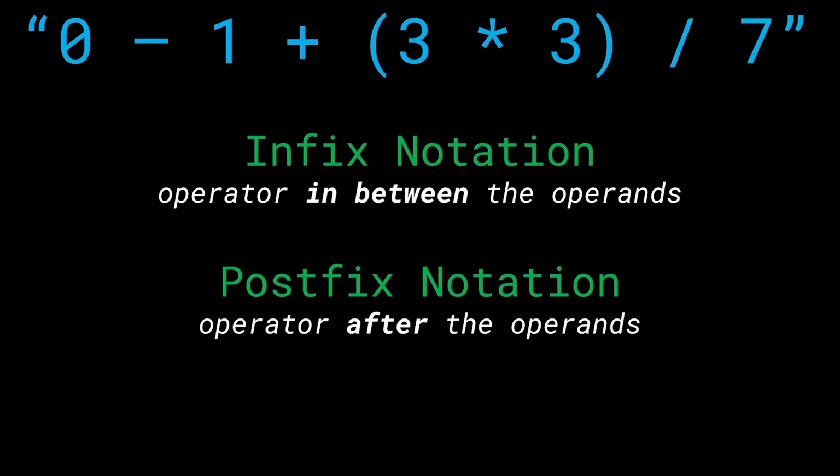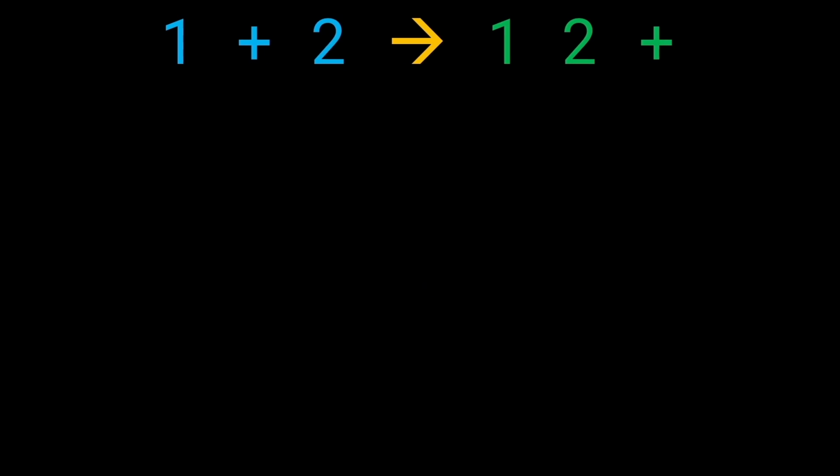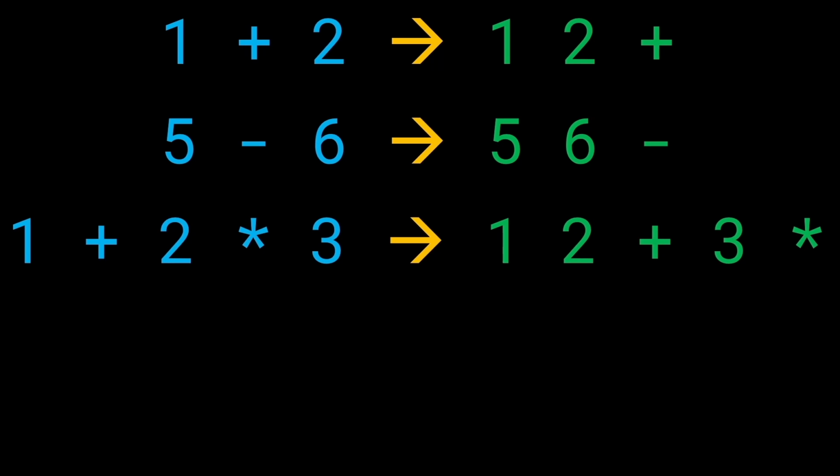Let's go ahead and take a look at some examples to understand this better. In the case we have 1 plus 2 in the infix notation, it gets converted to 1, 2 plus. If we have say 5 minus 6, it gets converted to 5, 6 minus. And then if we have something like 1 plus 2 times 3, we have 1, 2 plus 3 times.